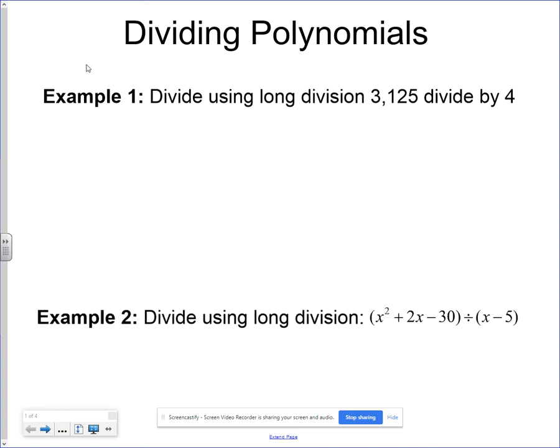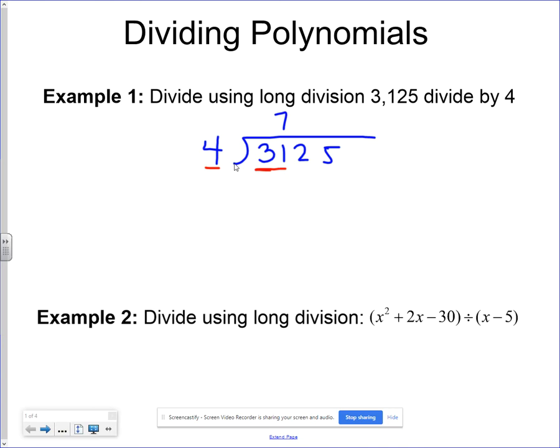So if you think back to middle school, what you did is you took your number that you were dividing into, which is 3,125, and what you were dividing by was 4, you put it on the outside. So what you did first is you see if 4 goes into 30, but it doesn't. So now you got to see if 4 goes into 31. 4 goes into 31 7 times. So we put a 7 above the 31.